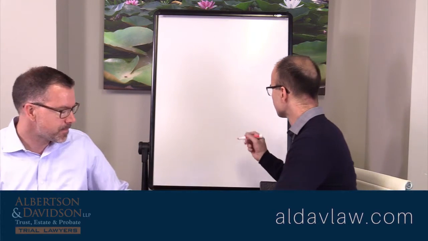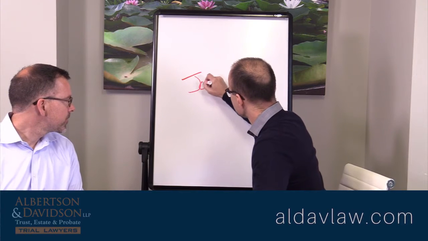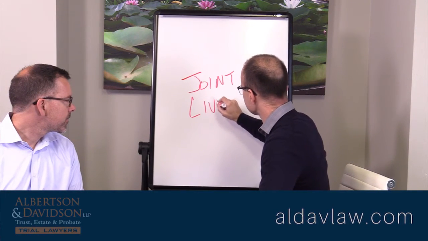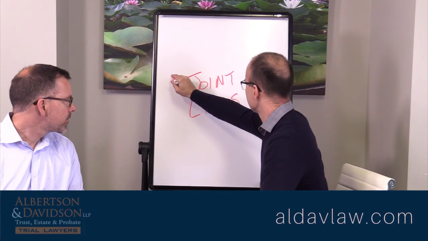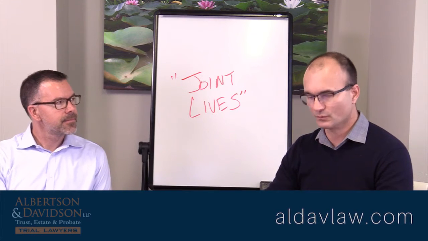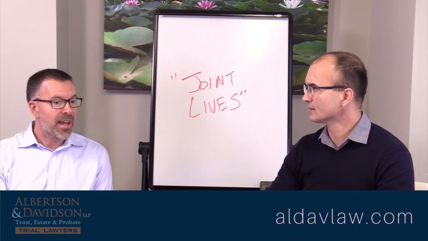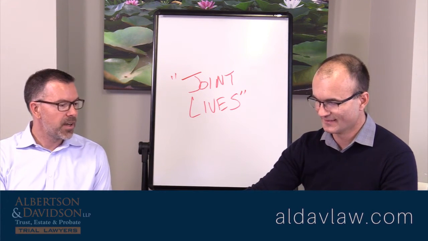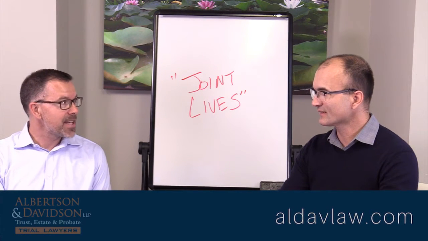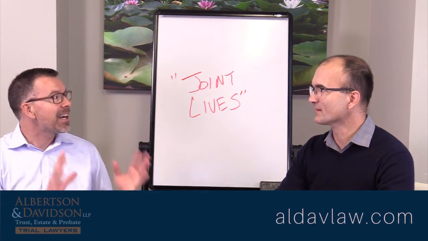So now let's get into this idea of joint lives. So I'm just going to draw this up here. So you were saying before that some of these older trusts have a provision that says it can be amended by the settlors during their joint lives. What does that mean? That means they both have to be living in order to make an amendment. And what happens if they're not? Then there's no longer joint lives, and now that's an entirely irrevocable trust.